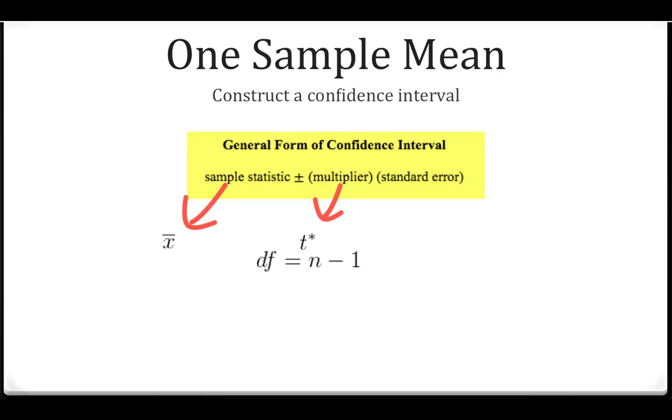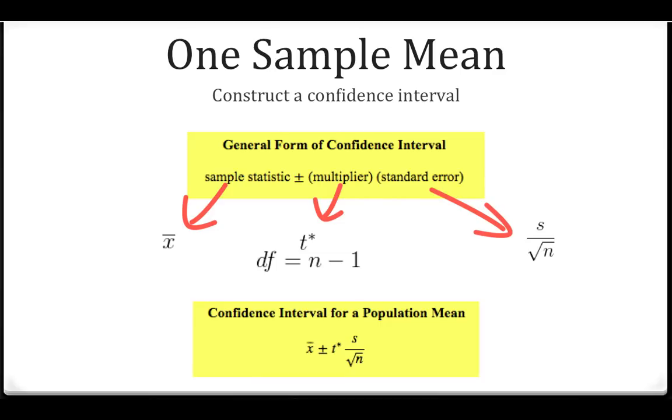Degrees of freedom for one sample mean are equal to the sample size minus 1. The standard error is computed as s divided by the square root of n. S is the sample standard deviation, and n is the sample size. We put these values together, and we have x bar plus or minus the t multiplier times the standard error. Let's look at one example now.